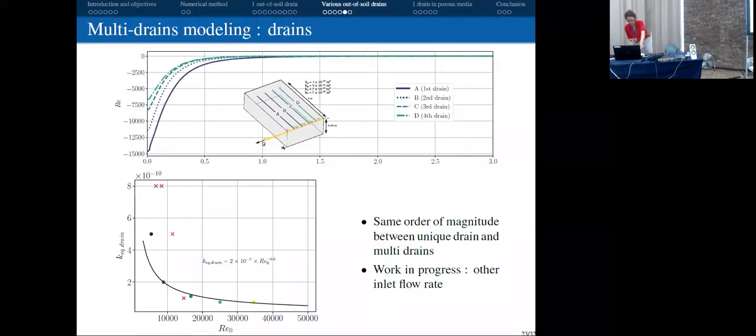Okay, we can see here. So it's the inlet of the drain, in fact. So we have a high Reynolds number at the inlet, and then it's laminar, the transition to a laminar region.